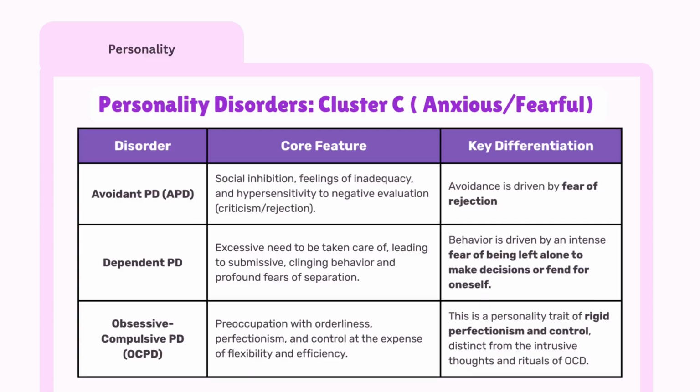So the core differential here is that this is essentially an extreme personality type focused on control, rigidity, and perfectionism. The vital distinction is that this is not the same as obsessive-compulsive disorder, which is an anxiety disorder. OCPD involves traits and rules which are egosyntonic, which means it agrees with or is in harmony with one's self-values, beliefs, and actual thoughts.